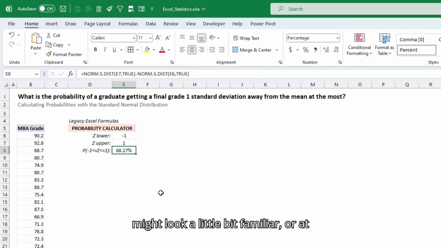And this may start ringing a bell. It might look a little bit familiar, or at least it should, because it's the same exact percentage from the empirical rule, which outlines that around 68% of the values live 1 standard deviation away from the mean. This is where that comes from. Pretty cool, right?